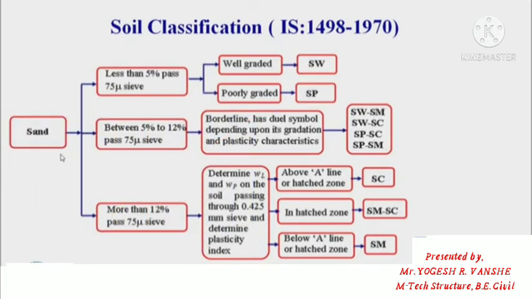For sand also, we can see the classification is of the same nature. Here also we classify the sand further based on the finer material, whether it is less than 5%, 5 to 12%, or more than 12%. And we follow the same system here as was followed for the gravel. The only thing you can see here is that instead of G, we find S everywhere. This is the change.